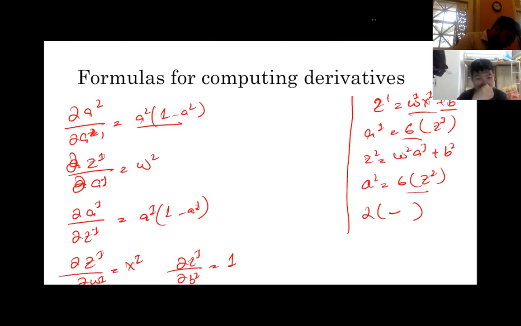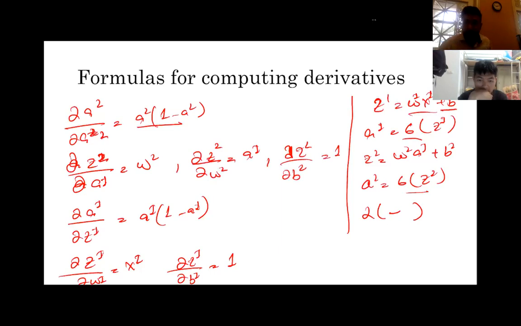Similarly, here I need one other thing. So this is z2. I need the derivative of z2 with respect to w2, which is a1, and the derivative of z2 with respect to b2, which would be 1. So now I have all the derivatives. I can calculate the partial derivative with respect to any variable.